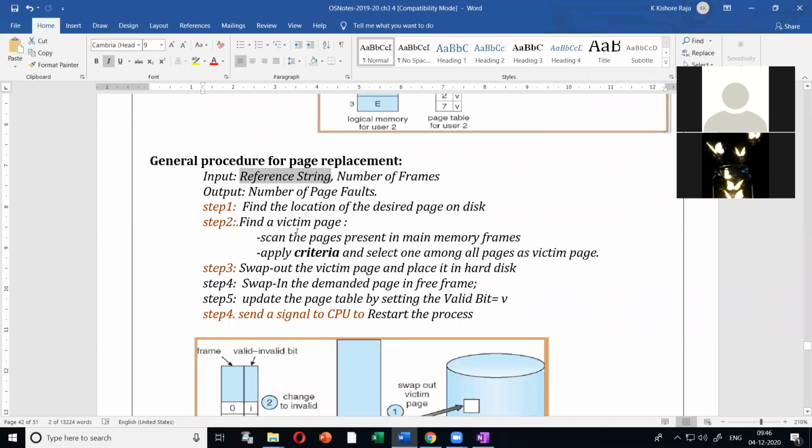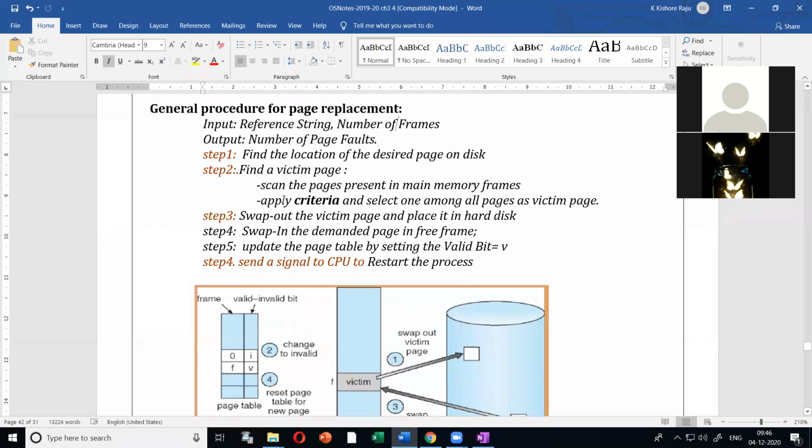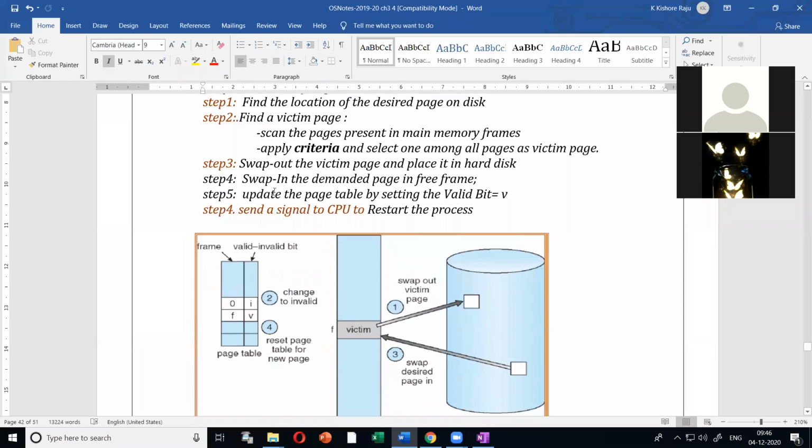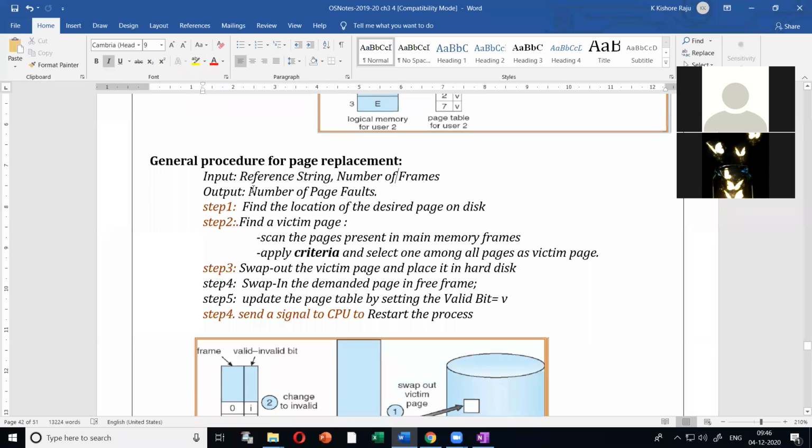So the input is clear. Is the reference string clear? Yes. Next, the number of frames is clear now. Then what output does it have to give? Finally, the number of page faults.